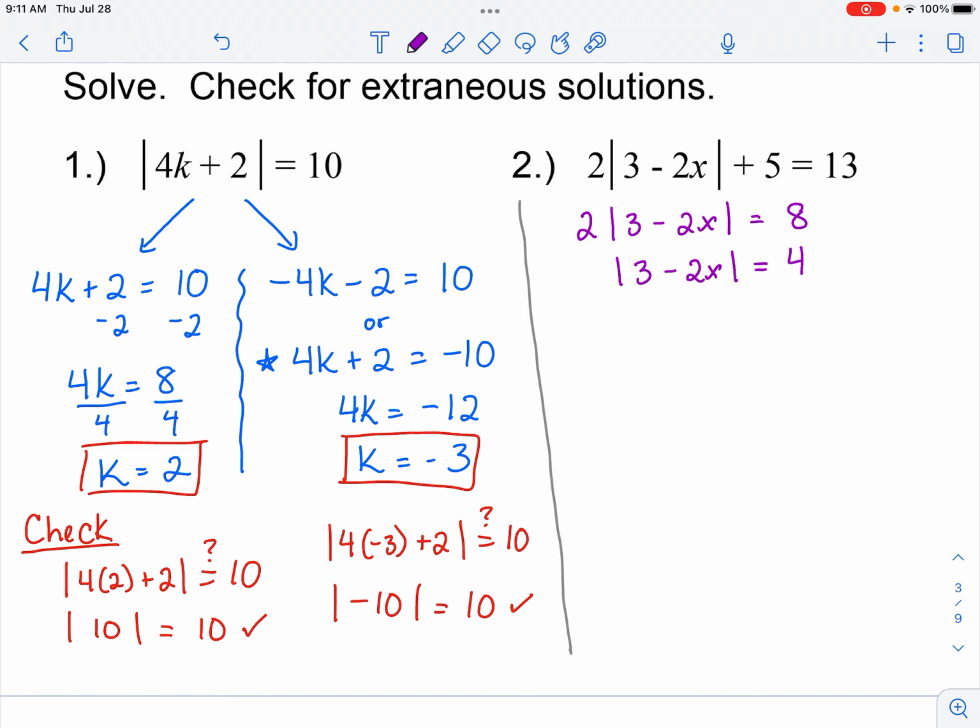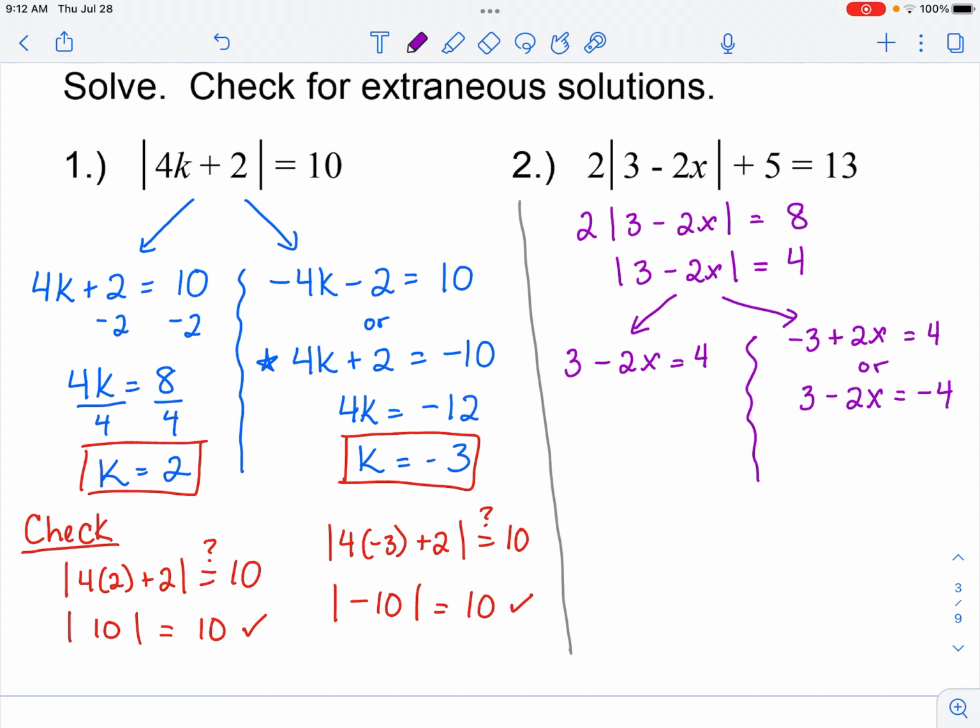All right, so now I have absolute value equal to a single thing. So now we want to break into my 2 cases. I'm going to do the inside, 3 minus 2x is equal to 4, and then I'm going to negate. Again, I could do negative 3 plus 2x is equal to positive 4, or I could do 3 minus 2x is equal to negative 4. As long as I negate one side and not the other side, I will be okay.